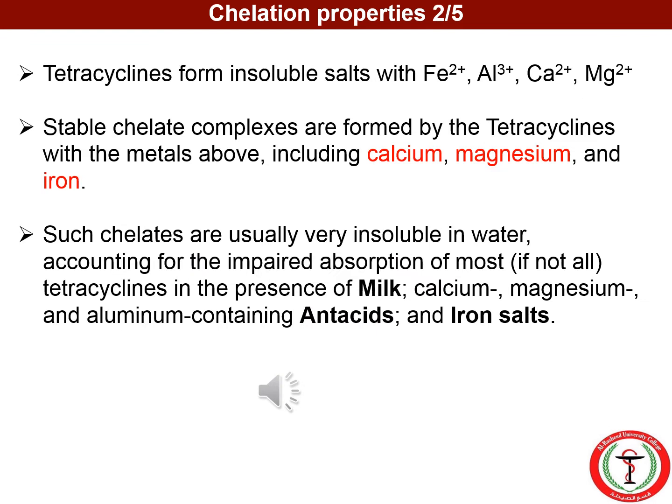Additional information about the chelation properties of tetracyclines. They produce insoluble salts with some metal ions, such as iron 2+, aluminum 3+, calcium 2+, and magnesium 2+. However, the chelates formed by tetracyclines with these metal ions are stable, but they must be taken apart from, for example, milk, antacids, and iron salts, or you should avoid taking these antibiotics with milk, antacids, or iron salts to maintain the absorption of these drugs in the body. And you will see that in a graph in the next slide.